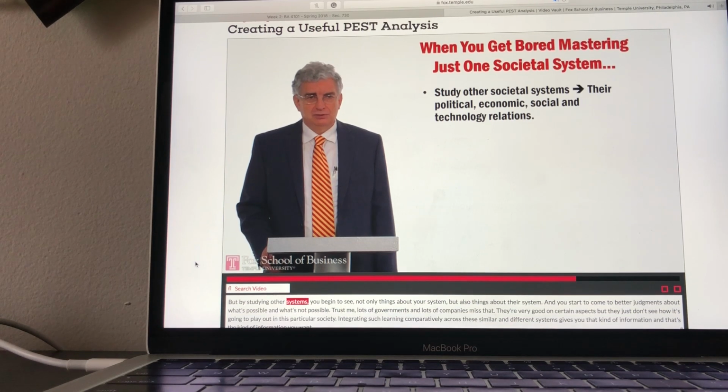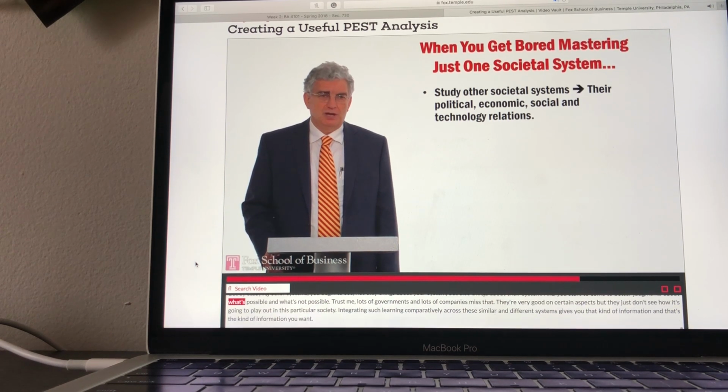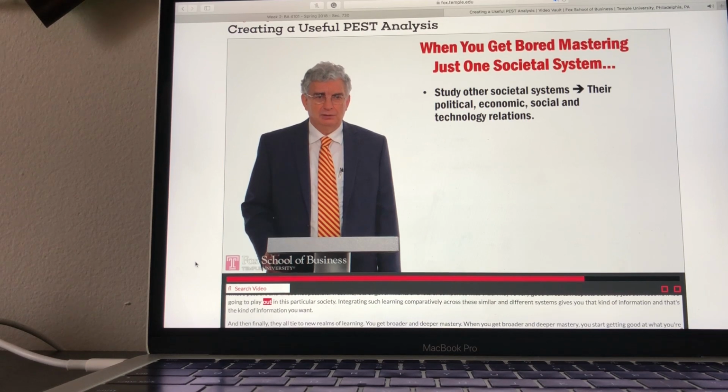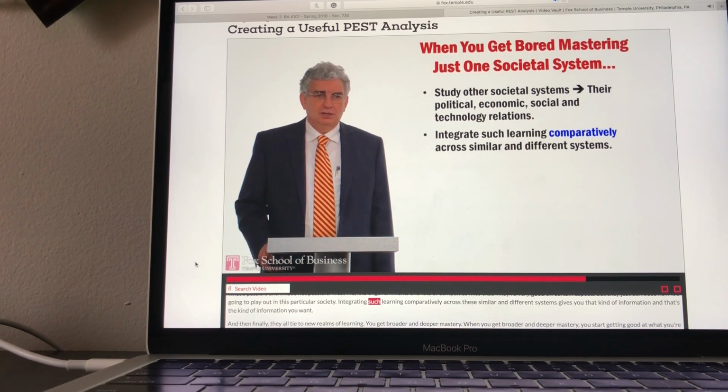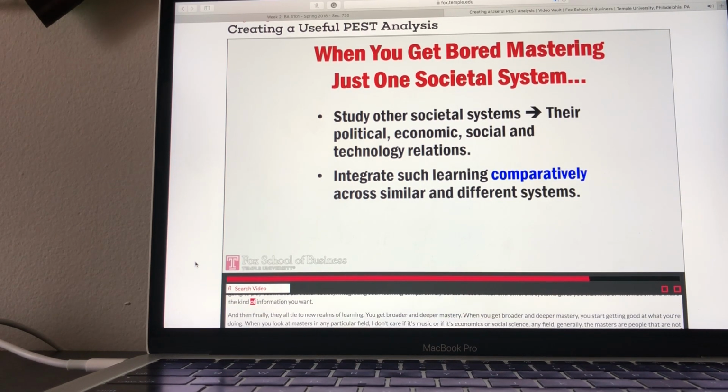But by studying other systems, you begin to see not only things about your system, but also things about their system, and you start to come to better judgments about what's possible and what's not possible. Trust me, lots of governments and lots of companies miss that. They're very good on certain aspects, but they just don't see how it's going to play out in this particular society. Integrating such learning comparatively across these similar and different systems gives you that kind of information, and that's the kind of information you want.